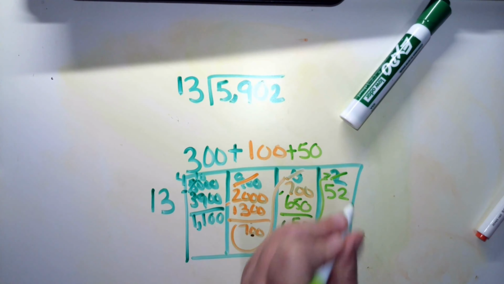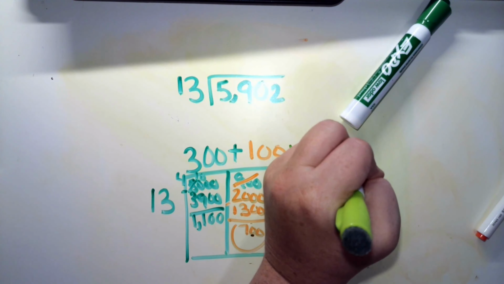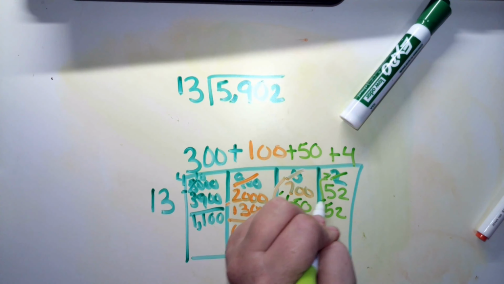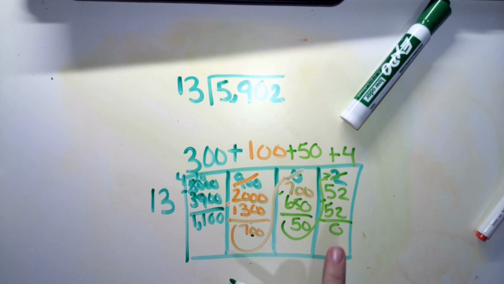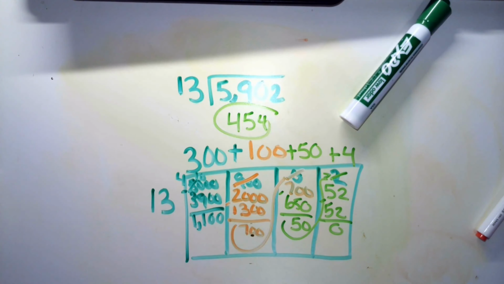And my new number is 52. 13 goes into 52 4 times, because 4 times 13 is 52. I subtract it, I get a 0, which is what I want. I either want a remainder or a 0. I'm not done, because now I have to add up all of my numbers up here that I used. 300 plus 100 is 400, and then 50 plus 4 is 54. So my answer is 454.